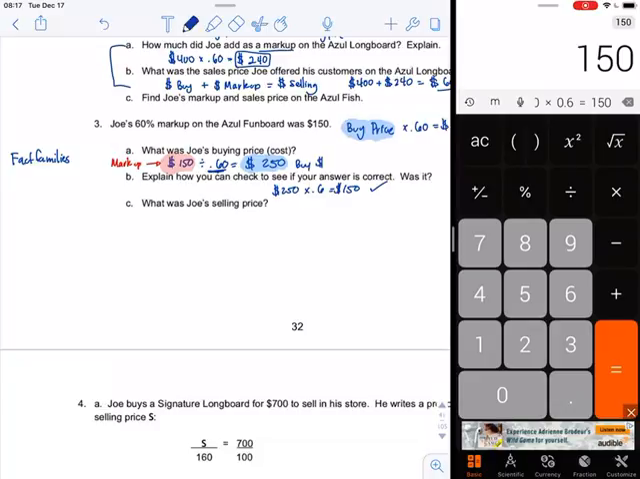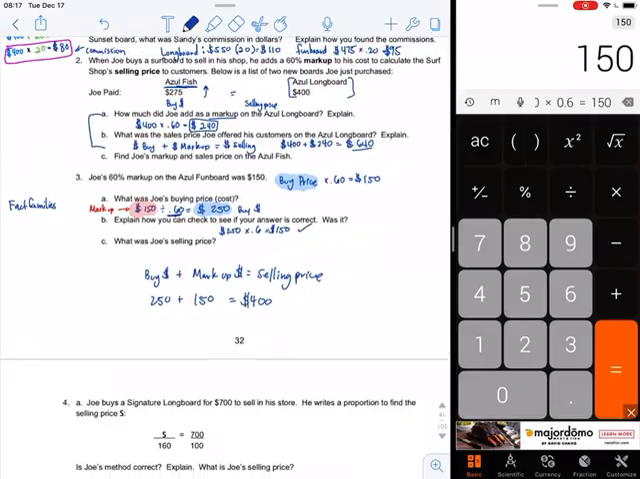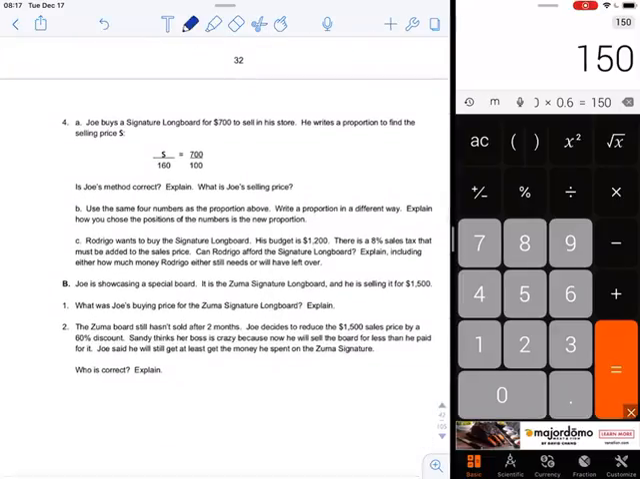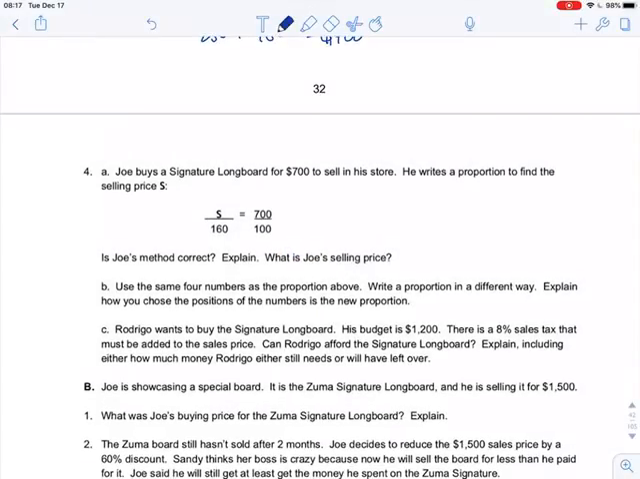Okay, his selling price: buy price plus markup equals selling price. So this is $250 plus $150 equals $400. He's selling this board for $400. Okay. All right. Now, these next questions kind of get you thinking in different ways, and they set up ratios.